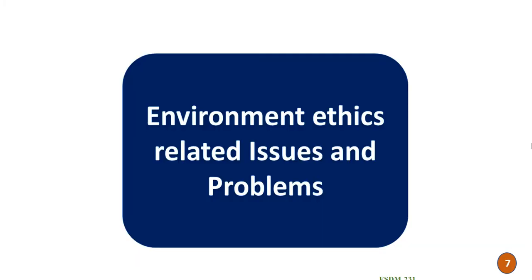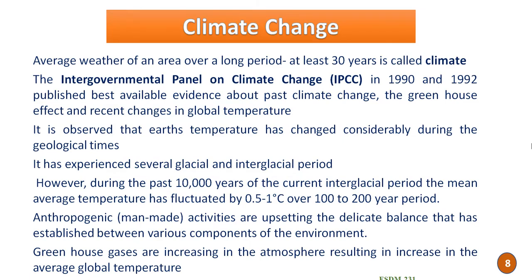Then what are the environmental ethics related issues and problems? First one is climate change. So what is climate? Climate is the average weather of an area over a long period, that is at least 30 years.